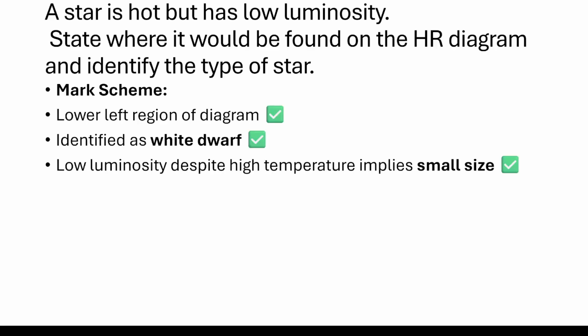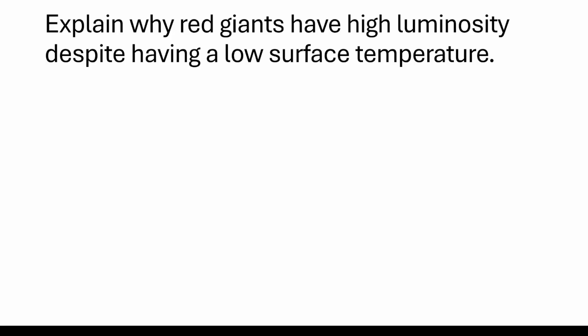If you've done that, here's your answer. Lower left region of the diagram, identified as a white dwarf. Lower luminosity despite high temperature implies a small size. That's the type of star, a small white dwarf. Next: explain why red giants have high luminosity despite having low surface temperature. Again, pause, think where the red giant is on the diagram, and then try to answer it.